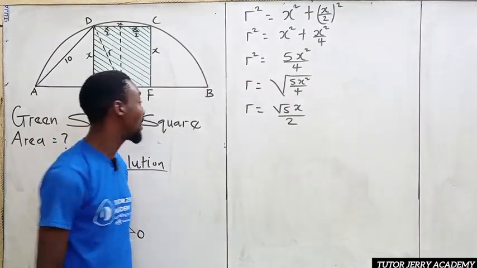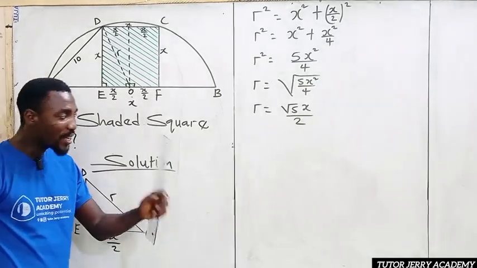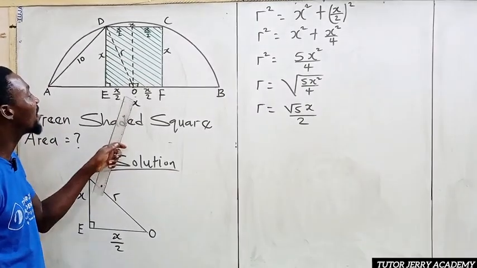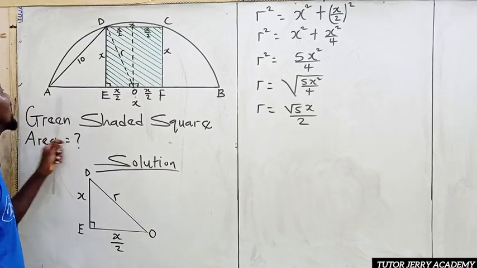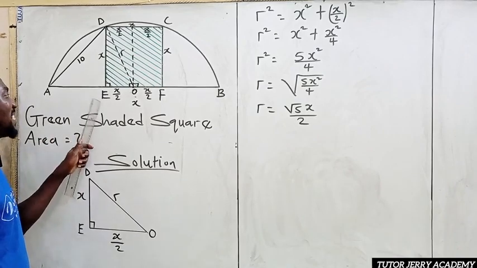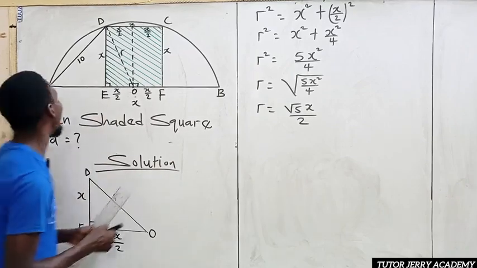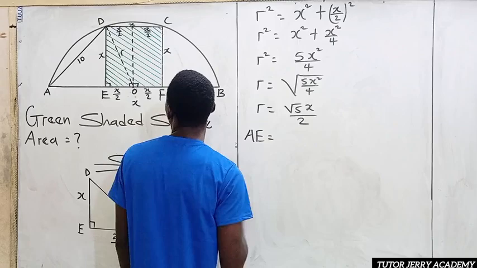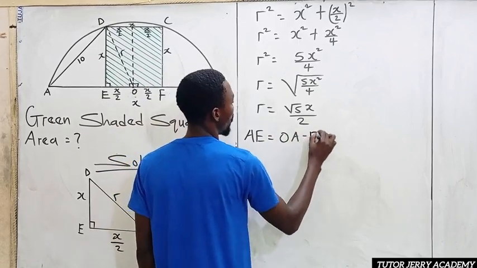Alright, now we have gotten our radius. Don't forget, we know that OA is also a radius, and we have already gotten our OE. So to find our AE, AE is going to be OA minus EO. That is our radius minus x all over 2. So AE will be equal to OA minus EO.